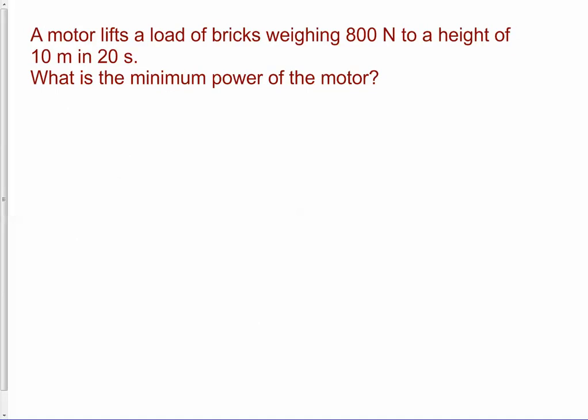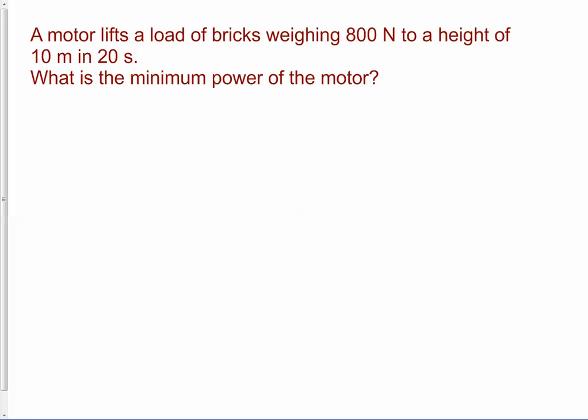Okay. I want to include one or two problems that have power involved. Power is the rate of energy transfer, the per second transfer of energy. And let's look at this one. A motor lifts a load of bricks weighing 800 newtons to a height of 10 meters in 20 seconds. So what's the minimum power of the motor?